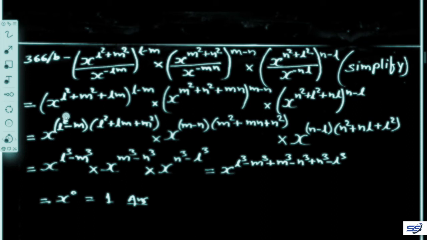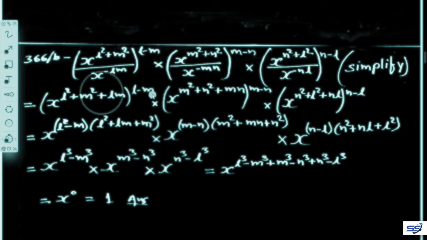Now this equals x power l square plus m square as usual, plus lm. The bottom power is in minus, so it comes in the form of plus in the power of the upper one, which comes as plus lm, whole power l minus m. Here also the same thing: x power m square plus n square plus mn, whole power m minus n, and x power n square plus l square plus nl, whole power n minus l.